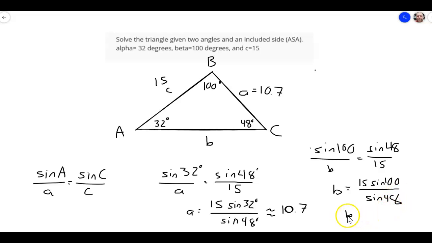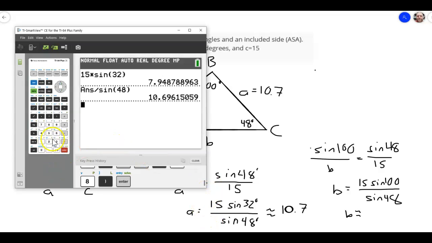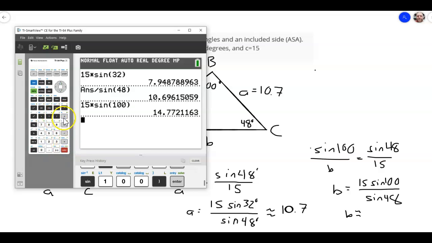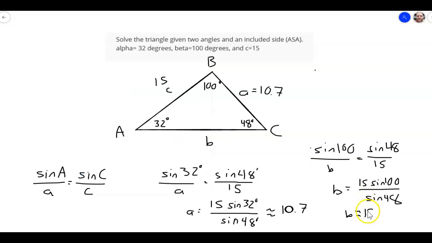And once again, if I cross multiply and divide, I'm going to get b is equal to 15 times the sine of 100 divided by the sine of 48. So b is going to approximately be, and once again, we'll use our calculator. So 15 times the sine of 100, and then divide by the sine of 48. And here we're going to get 19.9. So this is going to be about 19.9.